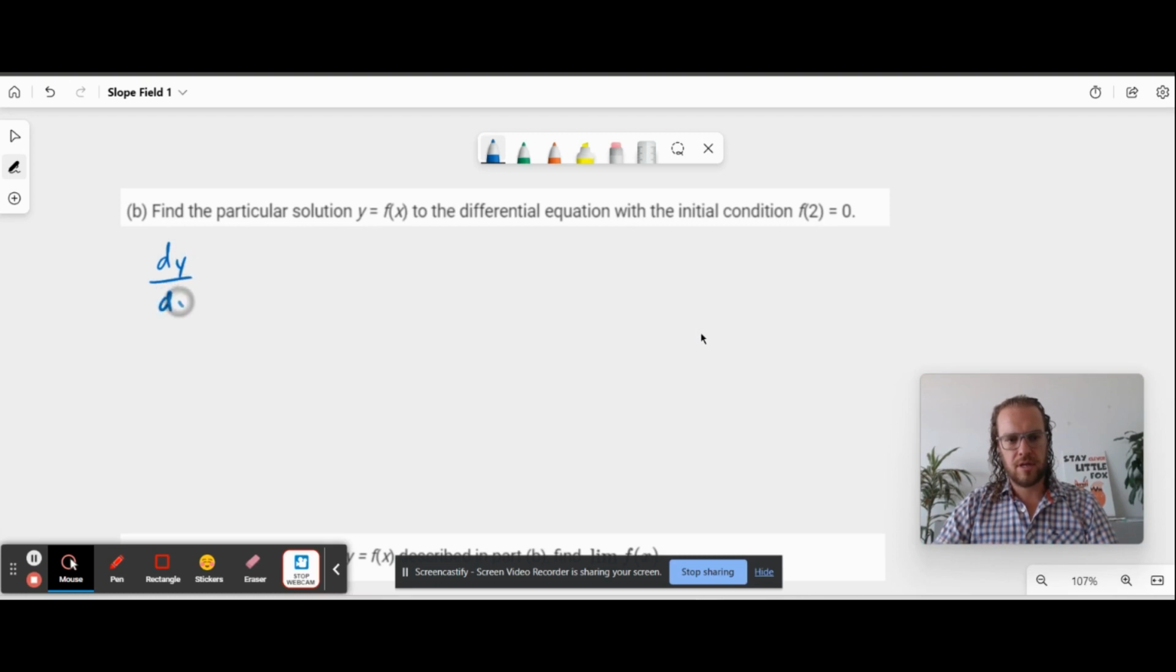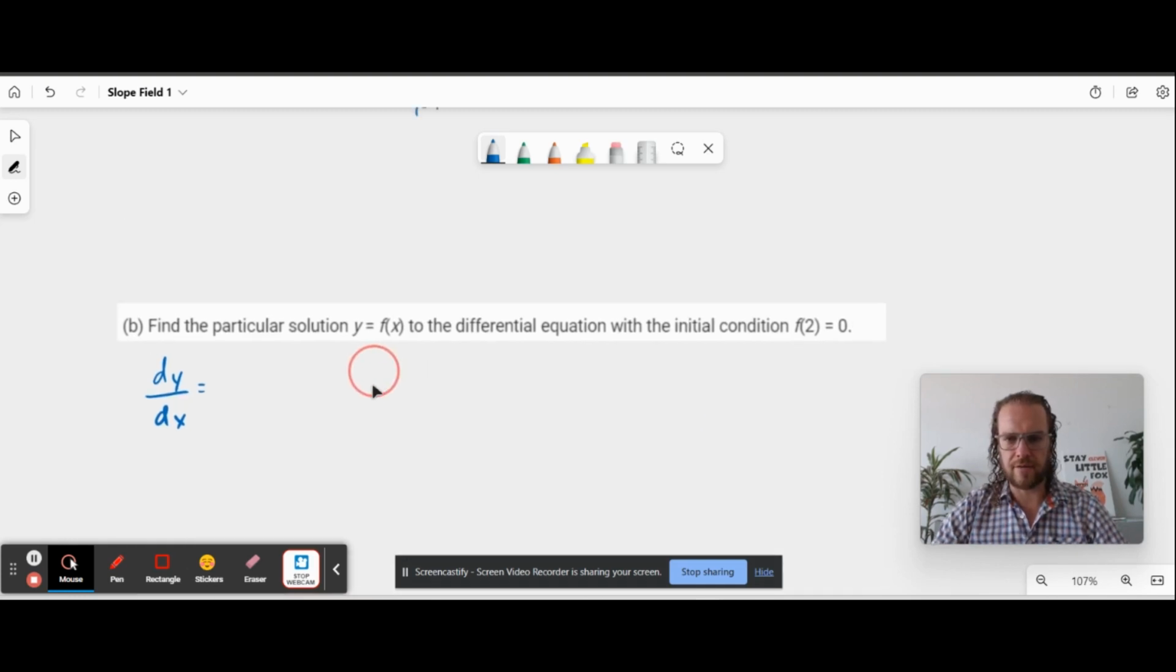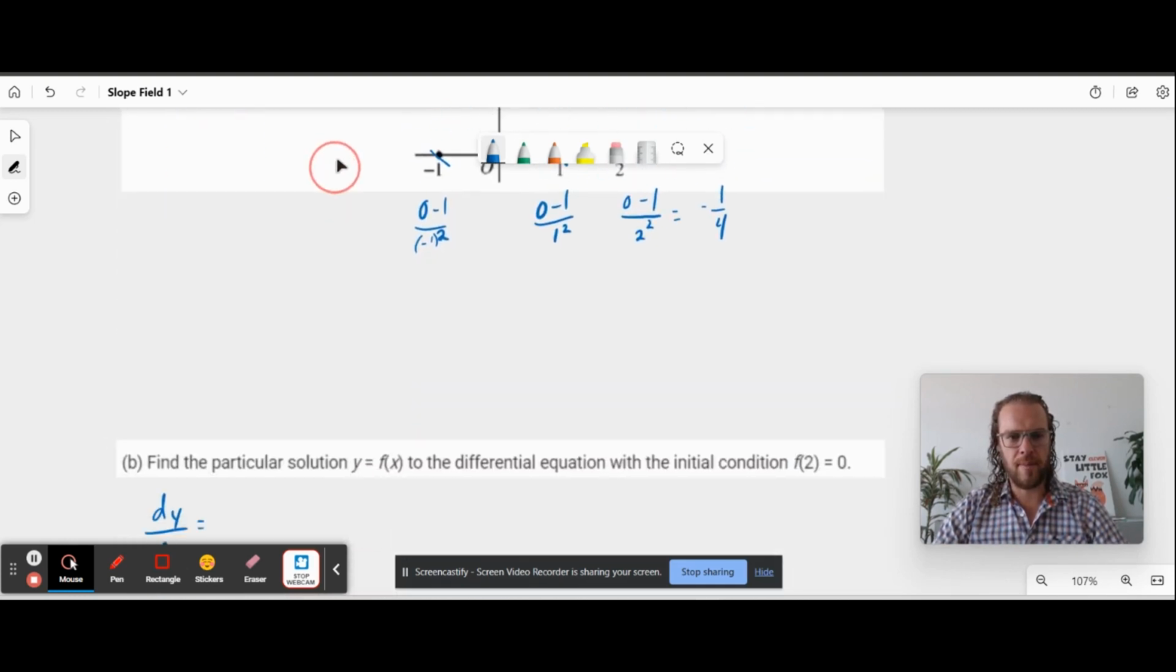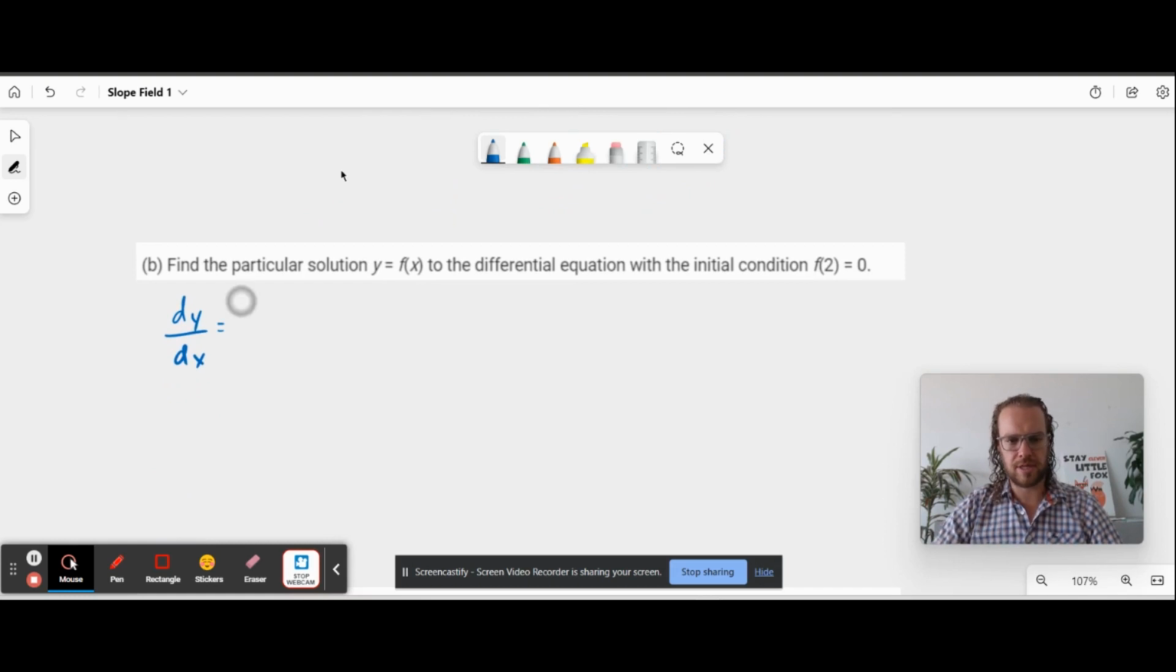So it was dy over dx. I have it written down here. What was it again? Nope, I don't have it written down. I thought I did. It was y minus 1 over x squared. That's what it was: y minus 1 over x squared.